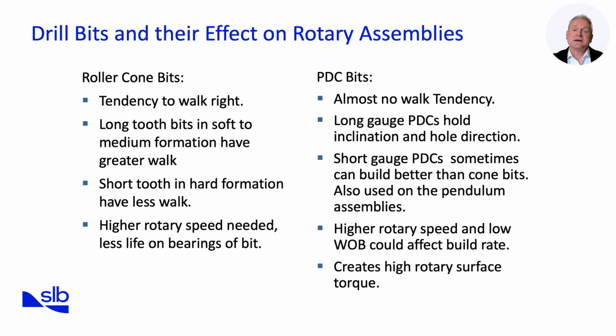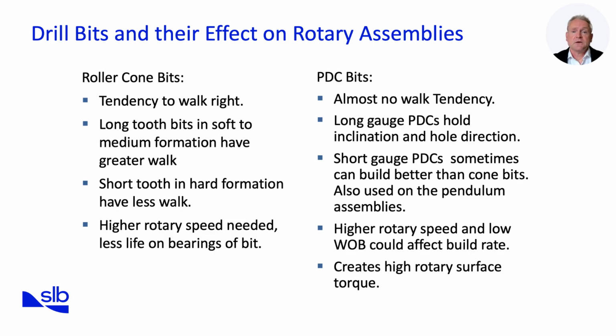Bit selection significantly influences the directional behavior of rotary bottom hole assemblies. Roller cone bits generally have a tendency to walk to the right. In softer to medium formations, long tooth bits enhance this walk tendency, while short tooth bits in harder formations reduce it. These bits often require higher rotary speeds, though that shortens bearing life.